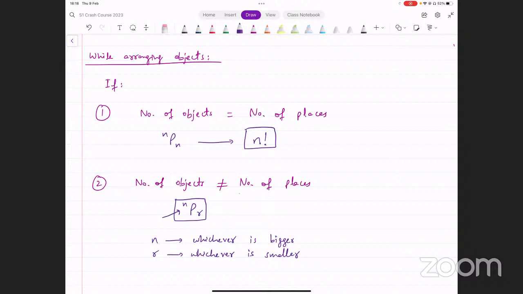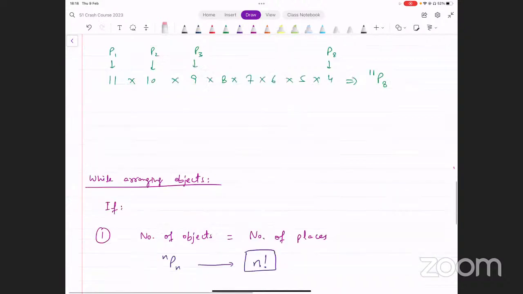Now, if the number of objects is greater than the number of places, then you take that as n, and if the number of places is greater, then you take that as n. So whatever of these two numbers is the larger number, you take that as n, so that comes on top in this notation. And whatever is the smaller number, that comes as r at the bottom of this notation. All right, so that's what we talked about in the last session.